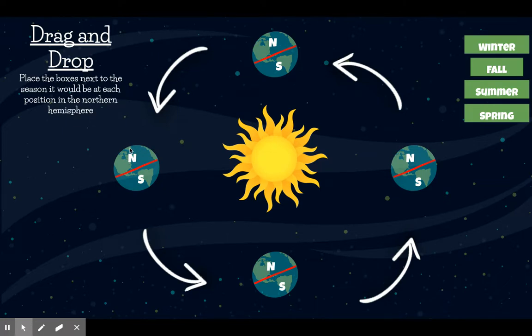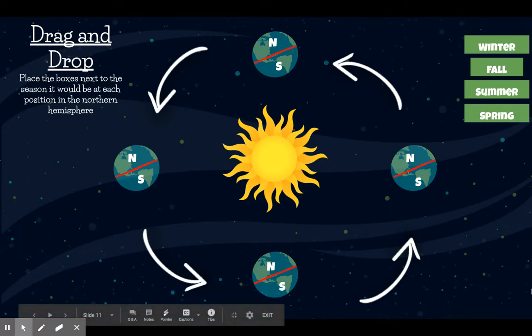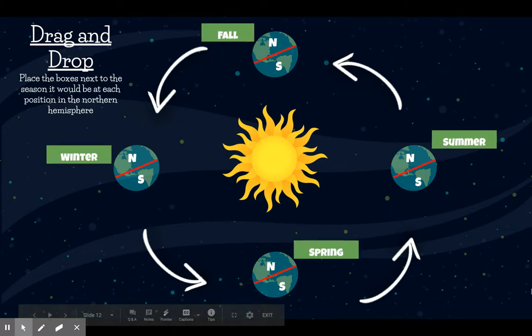When the northern hemisphere is tilted away from the sun, temperatures will be cooler, like in winter and fall. When the northern hemisphere tilts back towards the sun, temperatures will be warmer, like in spring and summer. So drag those text boxes where you think they belong on the diagram. Okay, and then double check where you place them.